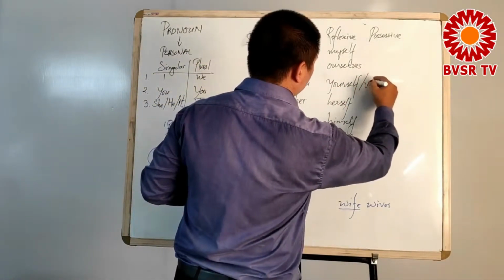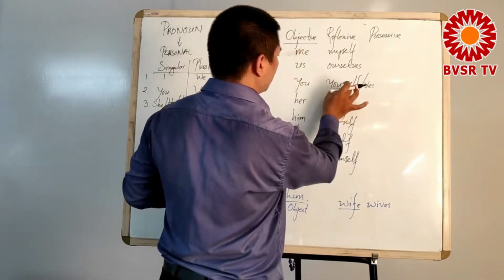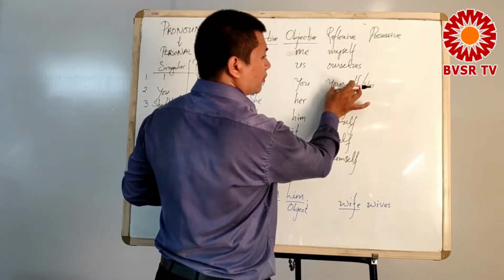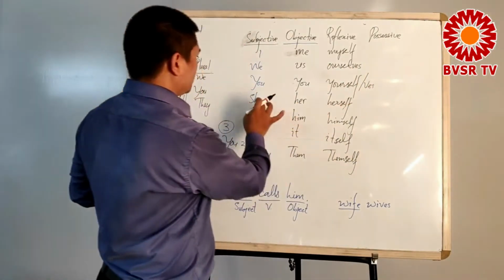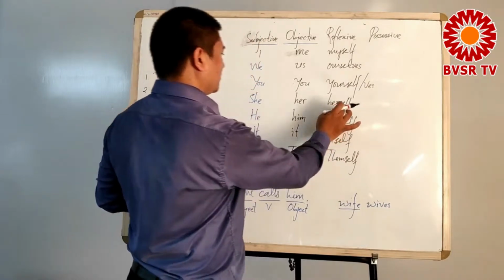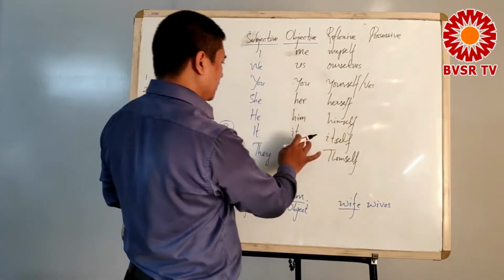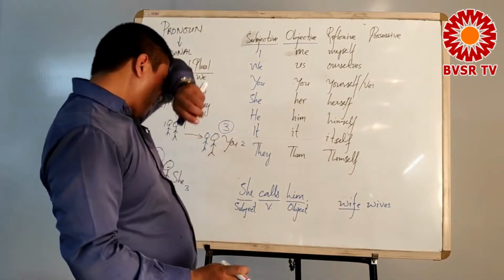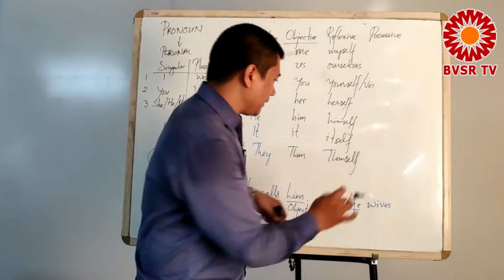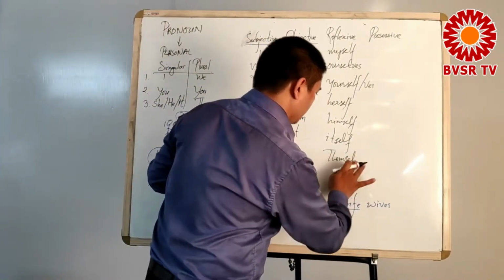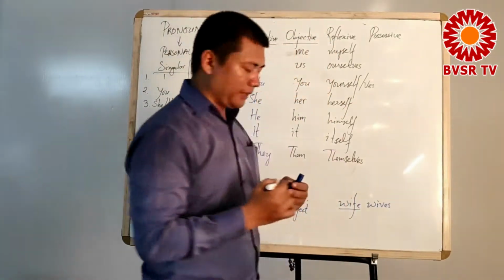It can also be plural. Therefore, you can even say yourself for singular and yourselves for plural. She is singular, therefore herself is correct. He is also singular, himself is correct. It is also singular, therefore itself is also correct. But when you say they, it is plural, therefore you have to say themselves, so it should be V-E-S. It should be like that.